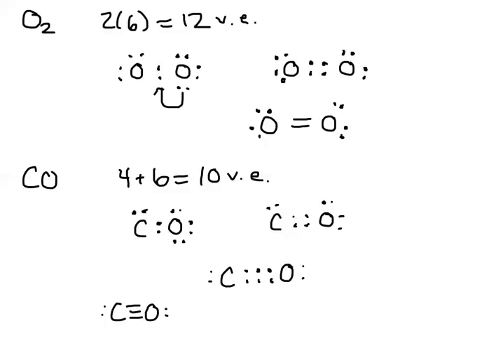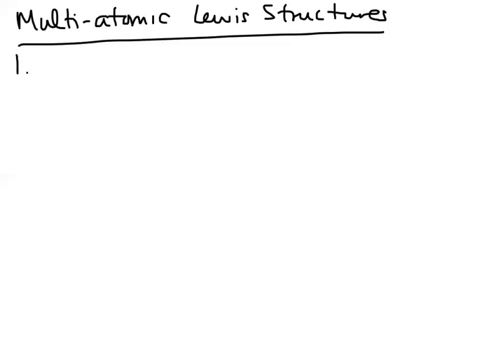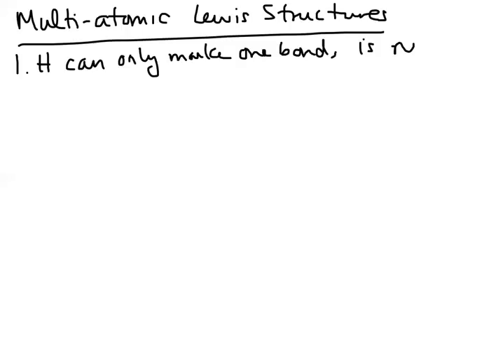So we did monatomic Lewis structures, and diatomic Lewis structures where you just have 2 atoms. Let's do multi-atomic Lewis structures. For these, there's a couple of rules. One, H can only make one bond. So it is never the central atom. Can anyone tell me why it can only make one bond?